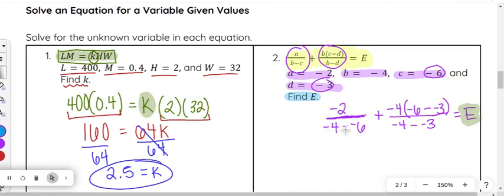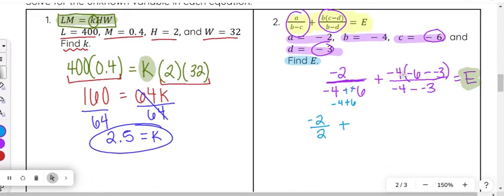So -4 minus -6 will become -4 plus 6. That double negative turns into -4 plus 6. So we have -2 on top and then -4 plus 6 on bottom, which comes out to be 2. Then we have the plus, and then our second fraction. With that second fraction, I'm going to simplify what's in the parentheses first. That's -6 minus -3, which becomes -6 plus 3 because that double negative turns into a plus.